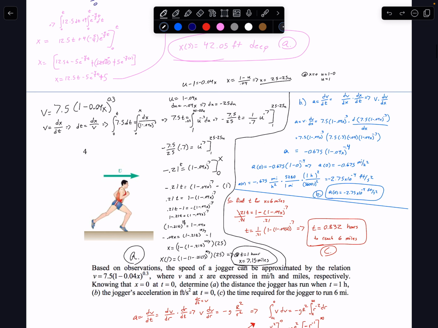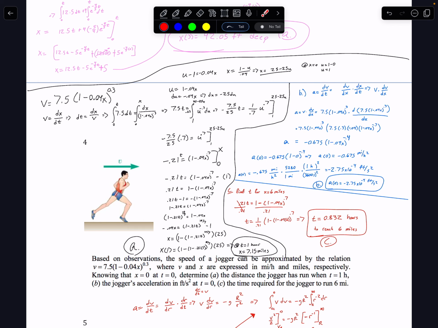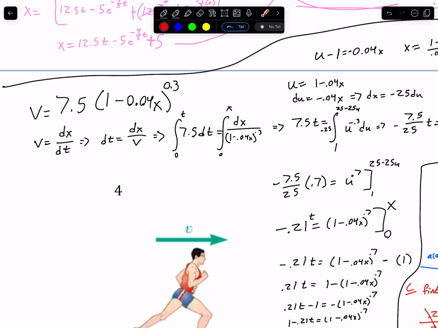And then I did a very bad job about dividing these. But we have the speed of a jogger defined by a velocity equation there. We have miles per hour in miles. We also, eventually down the road, we want to do it in feet per second squared. So we'll do some conversions later on. And so initially we are looking for the distance that the jogger has run in 1 hour. So we need to create a position function similar to the end of the last question.